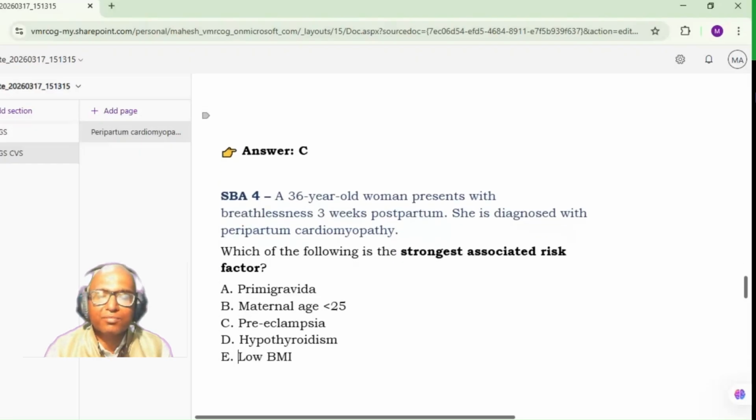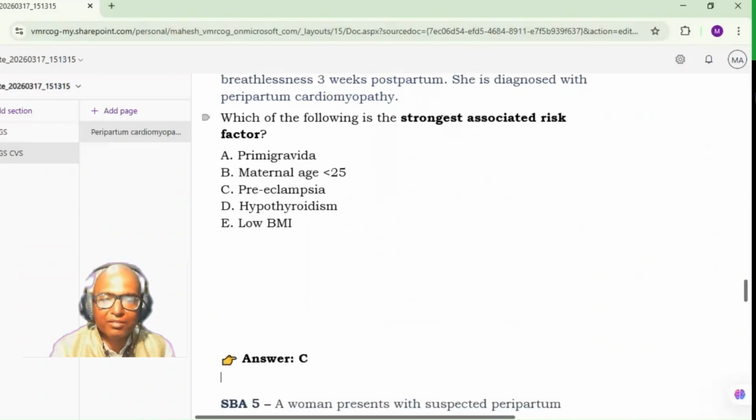Okay, next. A 36-year-old woman presents with breathlessness 3 weeks postpartum. She is diagnosed with peripartum cardiomyopathy. Which of the following is the strongest associated risk factor? A. Primigravida, maternal age less than 25, preeclampsia, hypothyroidism, low BMI. C. Preeclampsia. Correct, preeclampsia.